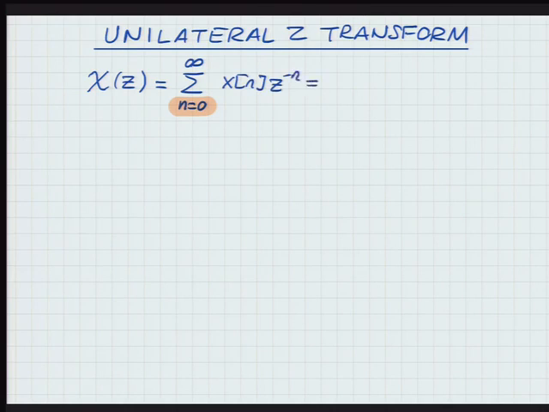So you have x of n, z to the negative n. That simply means you're taking x of 0, adding x1 times z inverse plus x2 times z to the negative 2, etc., right? If the signal has something before time 0, like x of negative 1, x of negative 2, too bad. They just don't get representation in the unilateral Z transform.